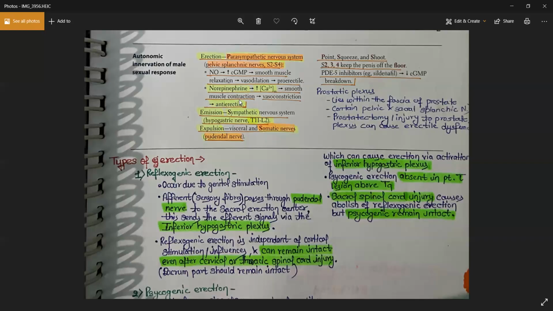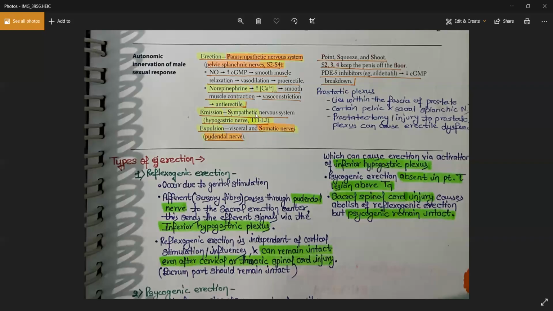Second thing is the emission, and that always happens whenever you get a sympathetic nervous system activation. So for the emission of the semen, you will have an activation of the sympathetic nervous system. And please note, the hypogastric plexus is supplying these sympathetic innervations, which is by T1 to L2.